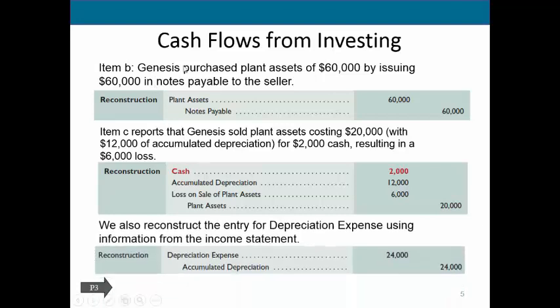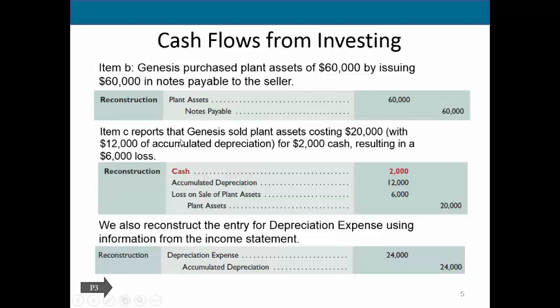But some more information is, how did we purchase this? We issued notes payable. So is this a cash transaction? We increased plant assets and we increased a liability. We did not pay cash. So this is a non-cash investing transaction. So this actually will not go on the statement of cash flows. It'll go as a note at the bottom of the statement of cash flows, or just a note to your statement of cash flows in the notes to your financial statements. So then let's look at our other given information.